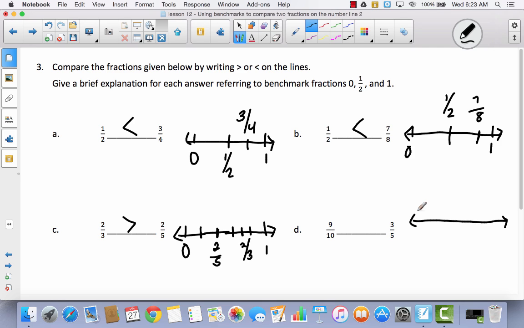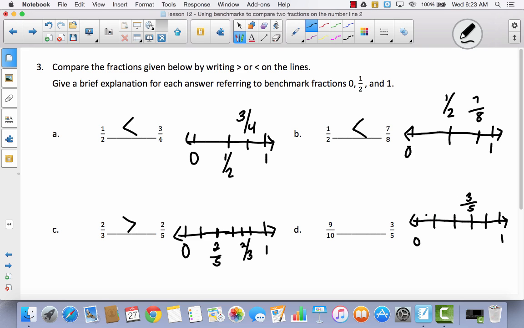All right, so I've got 0 and I've got 1. So the first thing I'm going to do is divide this into fifths. So I've got 1, 2, 3, 4 lines, 1, 2, 3, 4, 5 parts. So fifths, this would be 1, 2, 3/5.